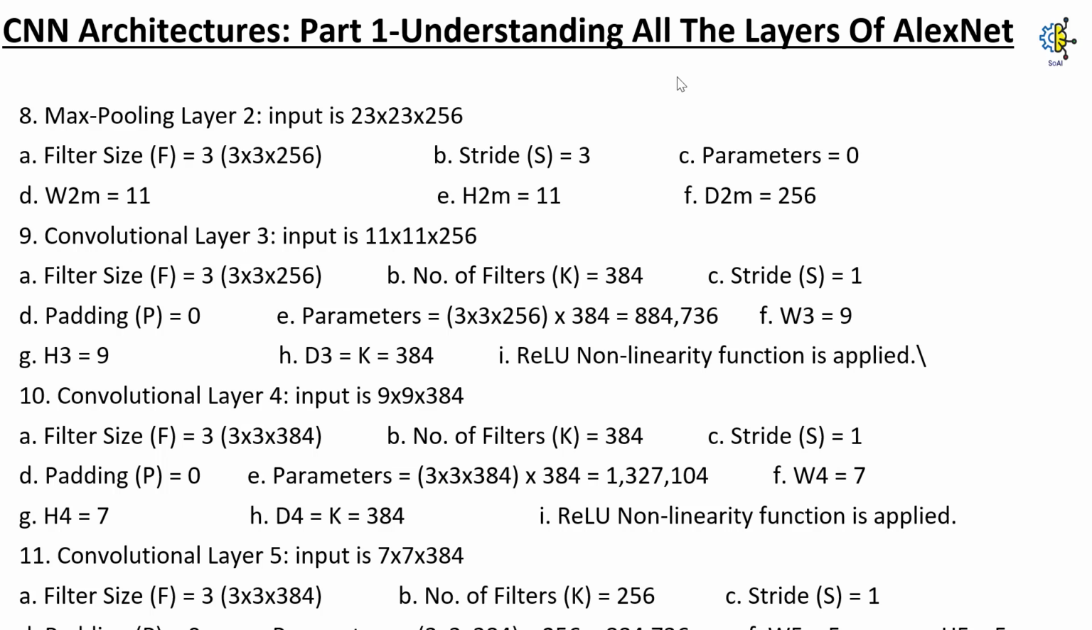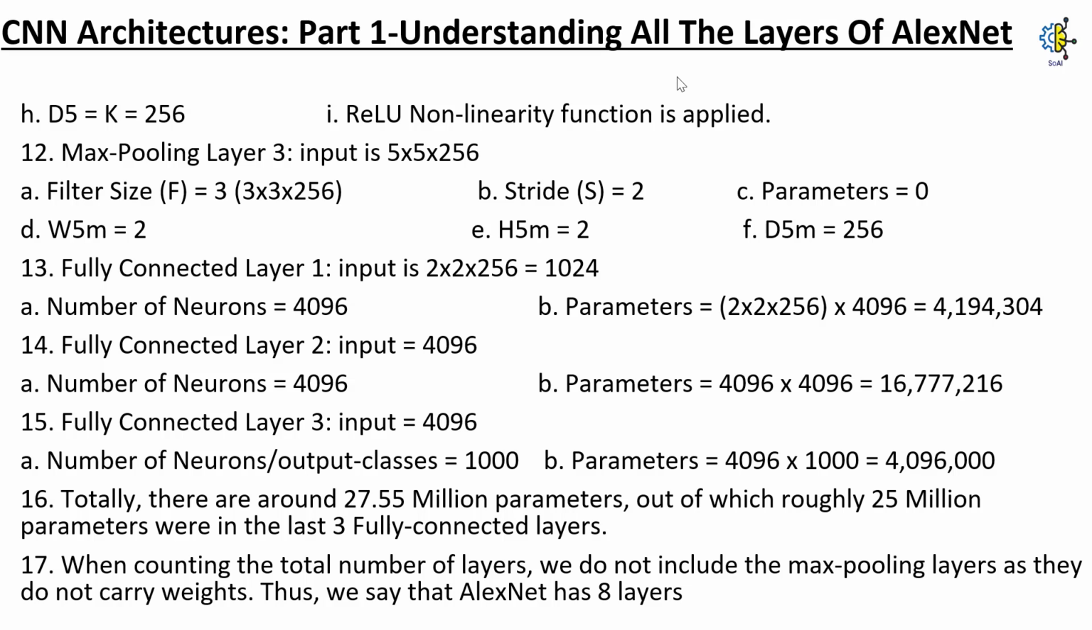Similarly for convolutional layer 4 and convolutional layer 5. Here, max pooling layer 3. Input is 5 cross 5 cross 256 with filter size 3, stride 2 and parameters 0. W5M is 2, H5M is 2 and D5M is 256.